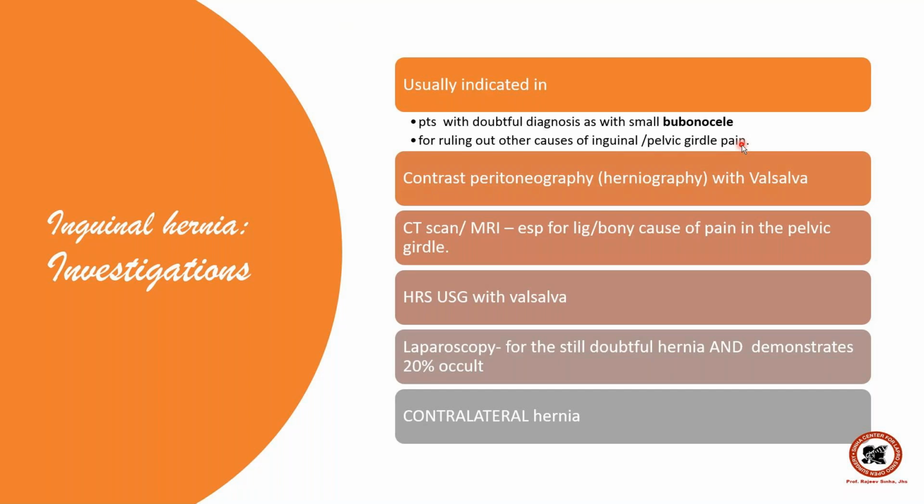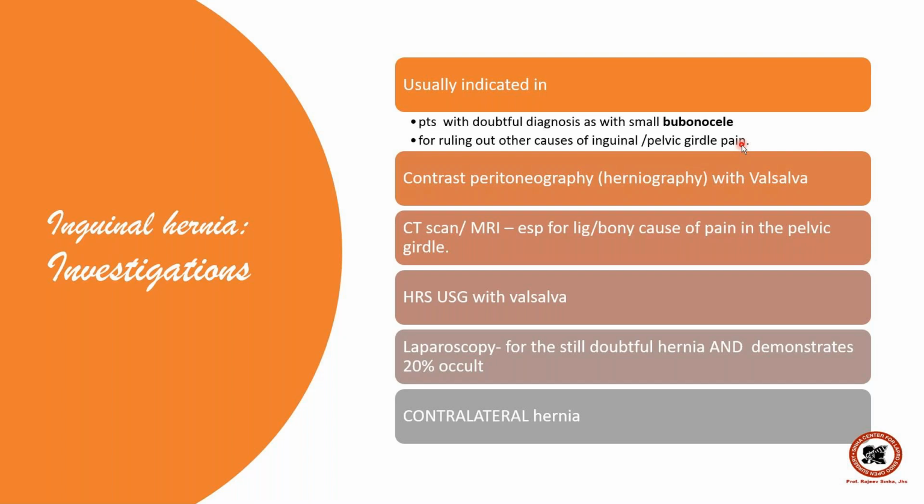You're looking at contrast peritoneography, where you inject a dye into the peritoneal cavity, and then with Valsalva maneuver, you take a film and look for a protrusion of the peritoneum through the DIR. Or you could be doing a CT scan or MRI, especially in those cases where you're looking for an alternate cause for the pelvic girdle pain.